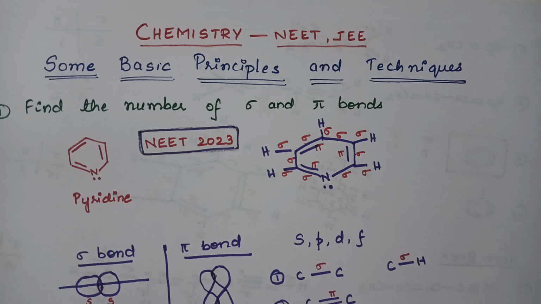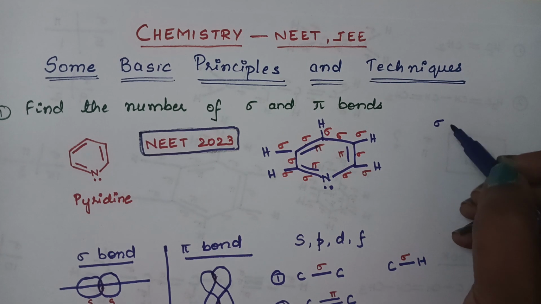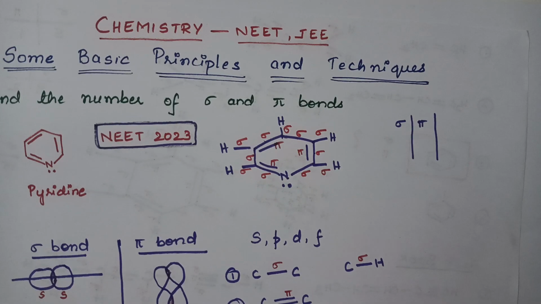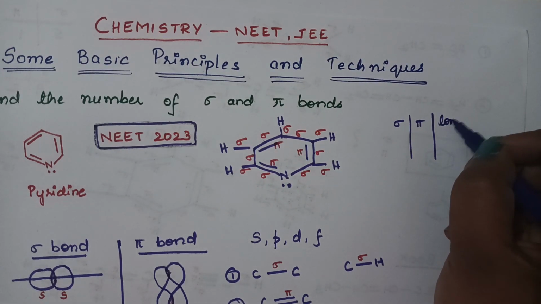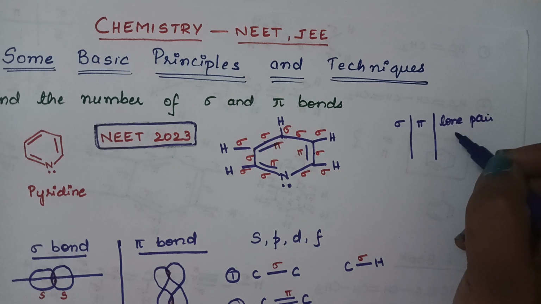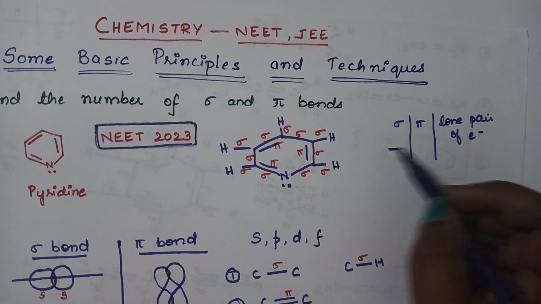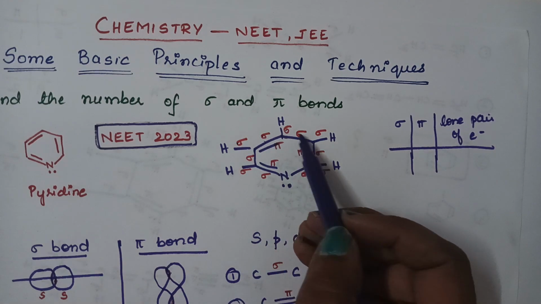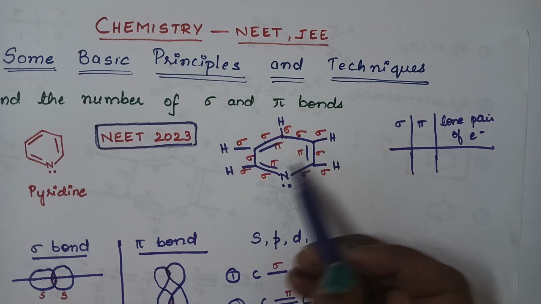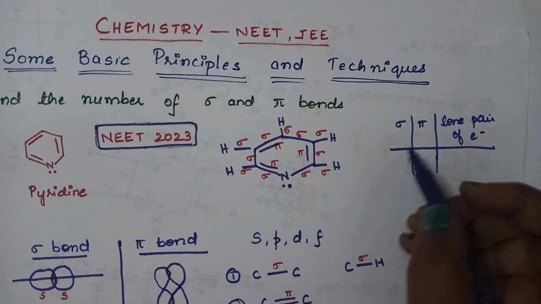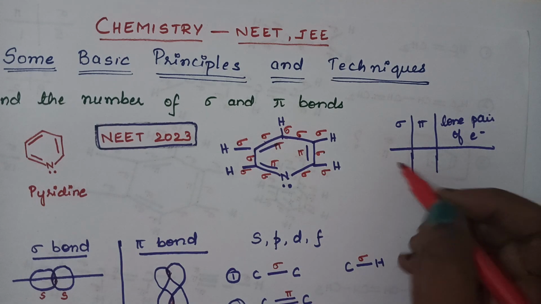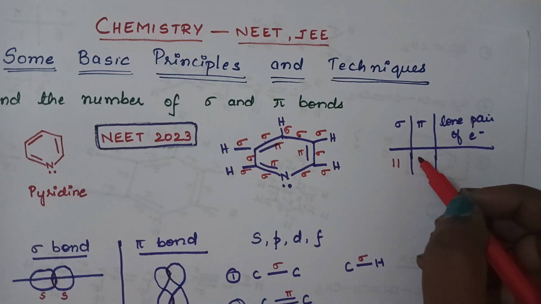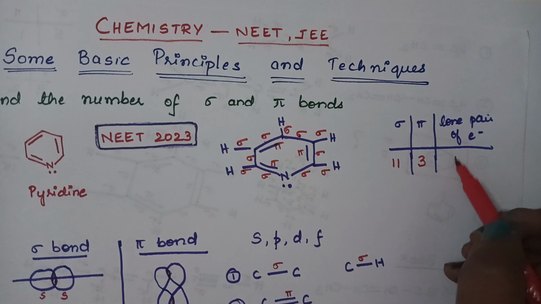So now count how many sigma and pi bonds are present. So sigma bond, pi bond, and also they have asked how many lone pairs are present. So lone pair of electron. So sigma bond 1, 2, 3, 4, 5, 6, 7, 8, 9, 10, 11. So totally there are 11 sigma bonds, and then 1, 2, 3. 3 pi bonds and 1 lone pair of electron.